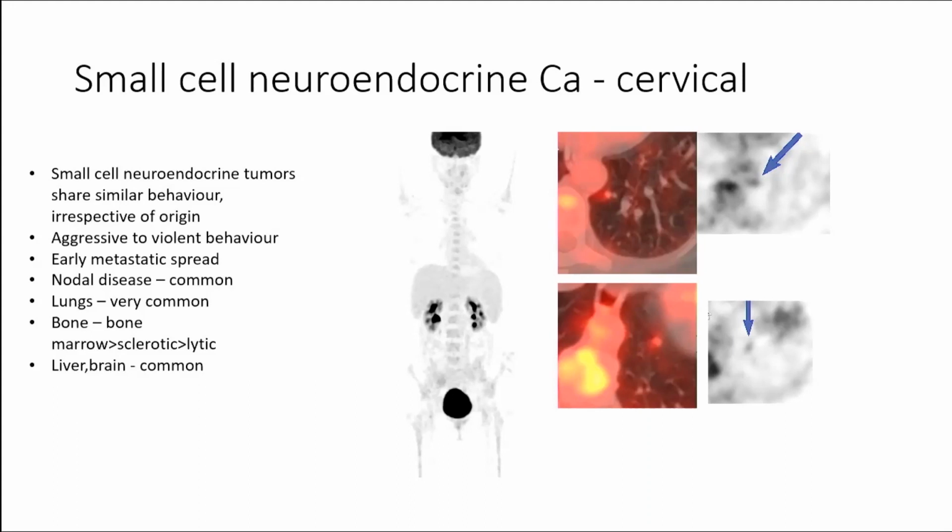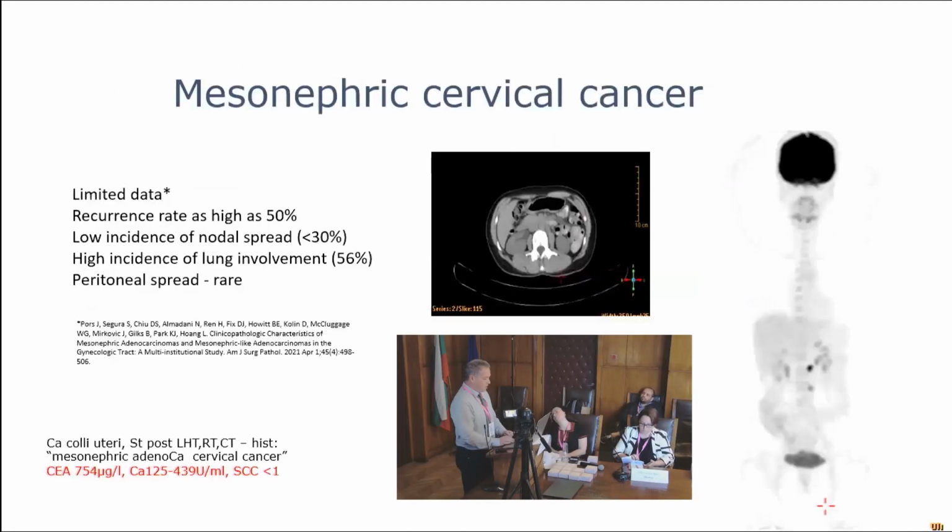And for bone disease, we expect bone marrow involvement. We can expect sclerotic lesions here, which we don't expect in other types of gynecological cancer, and after that, lytic lesions. We also expect brain metastases. Do brain MRI for your patients with small cell cervical cancer.